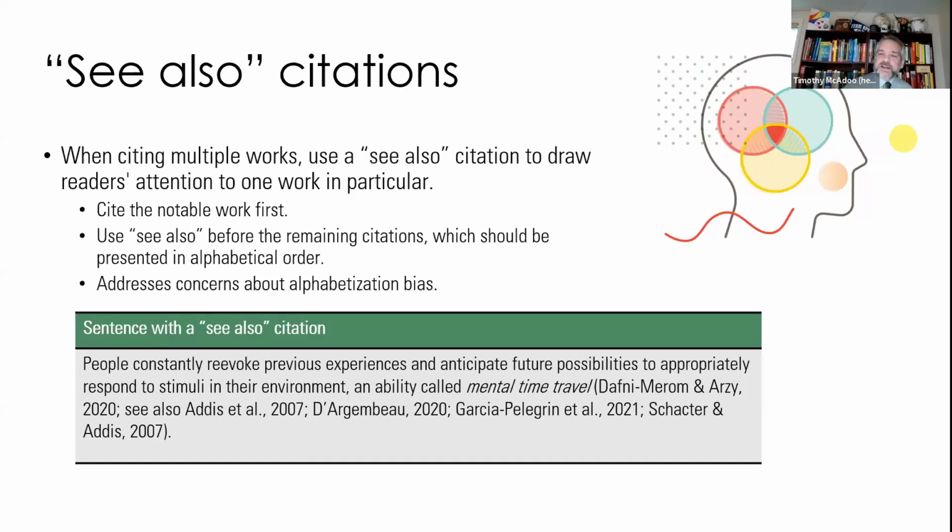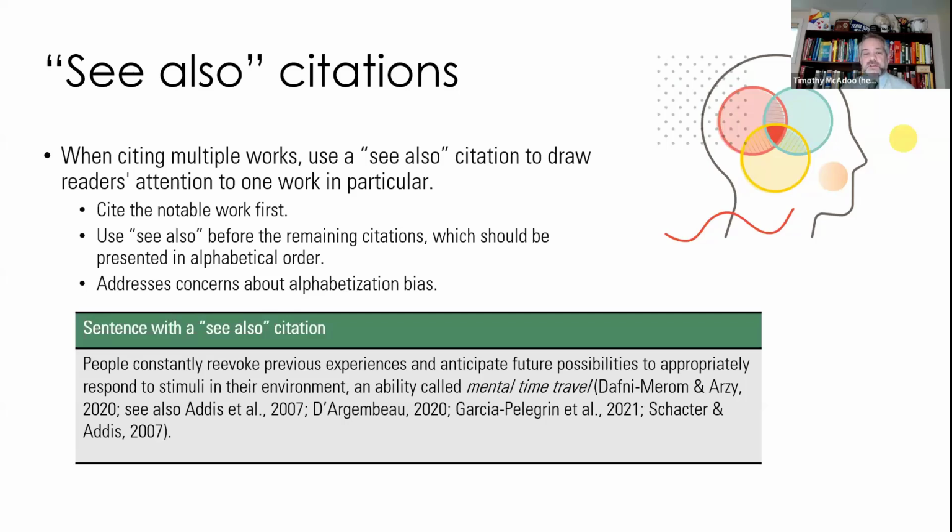And finally, you also have the option of a see also citation. So this is a different circumstance. Here you have a statement that you want to back up with a large number of studies, but one of them in particular makes the strongest argument or most closely supports the point you're making. In this case, it's Daphne, Miram, and Arzi. And what you can do is cite that one first and then add this little see also note in the format shown here to cite all of the other studies. So they're still important, but you really want to highlight this one in particular.